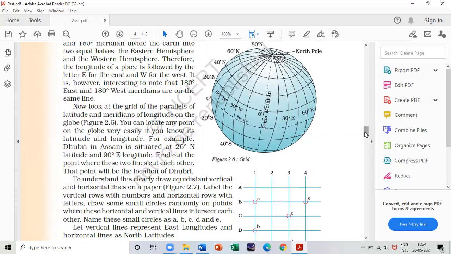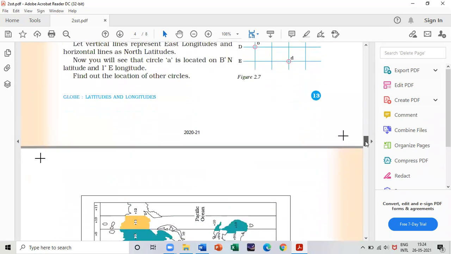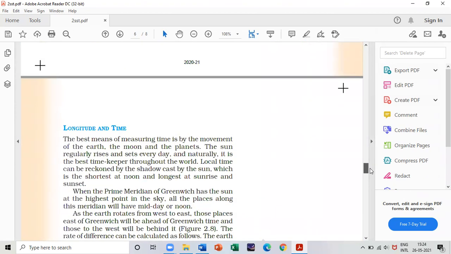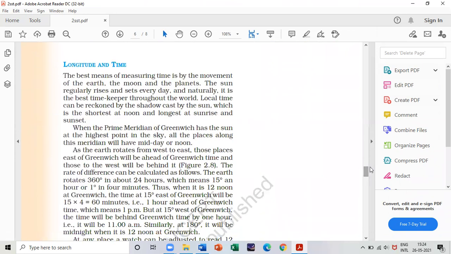And if you go down, you will see these places. Here you get the longitudes and the time. What do we mean by the relation between longitudes and time? When the prime meridian of Greenwich has the sun at the highest point in the country, all the places along this meridian will have midday or noon. So underline this section: the prime meridian of Greenwich has the sun at the highest point at noon.